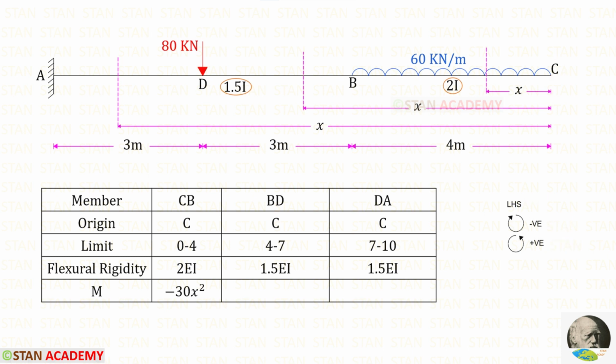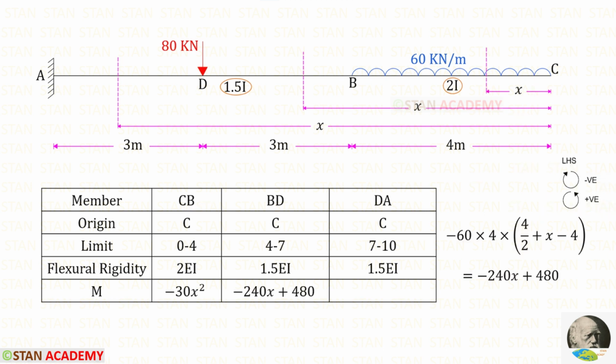First, let us find the moment in CB. Up to the section, there is only uniformly distributed load 60 kN per meter. It is acting in the clockwise direction so that it will be negative. We know that with the UDL we have to multiply the distance and then the distance by 2. So it will be minus 30 x square.